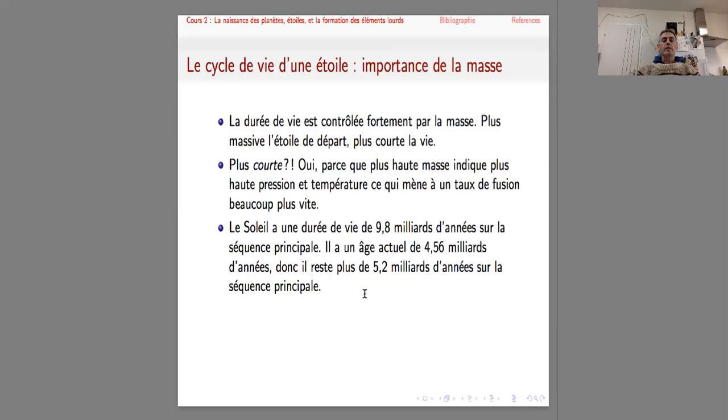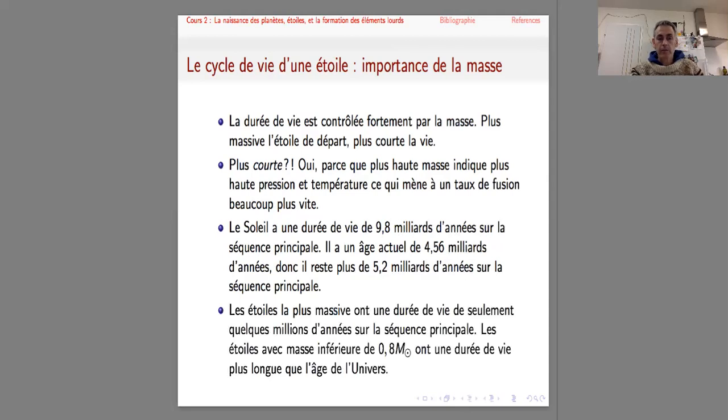Now, we said that the sun has a lifespan of almost 10 billion years on the main sequence. It currently has an age of just over 4.5 billion years. And so that means it has a remaining lifespan of just over 5 billion years on the main sequence.